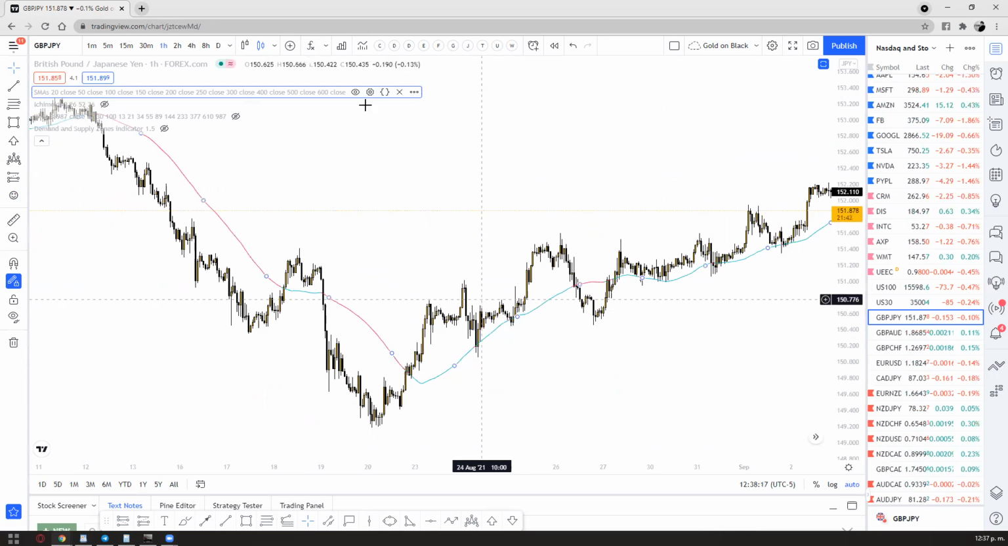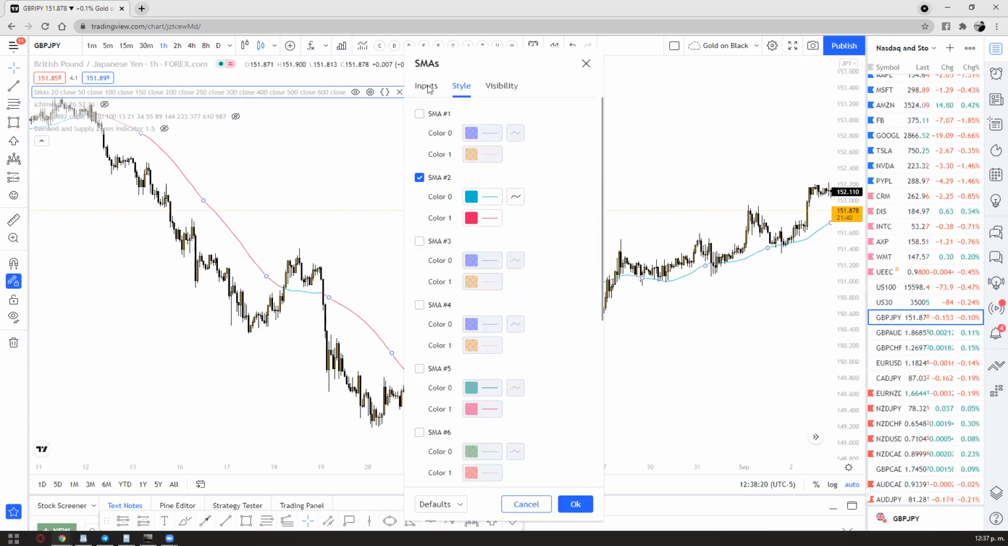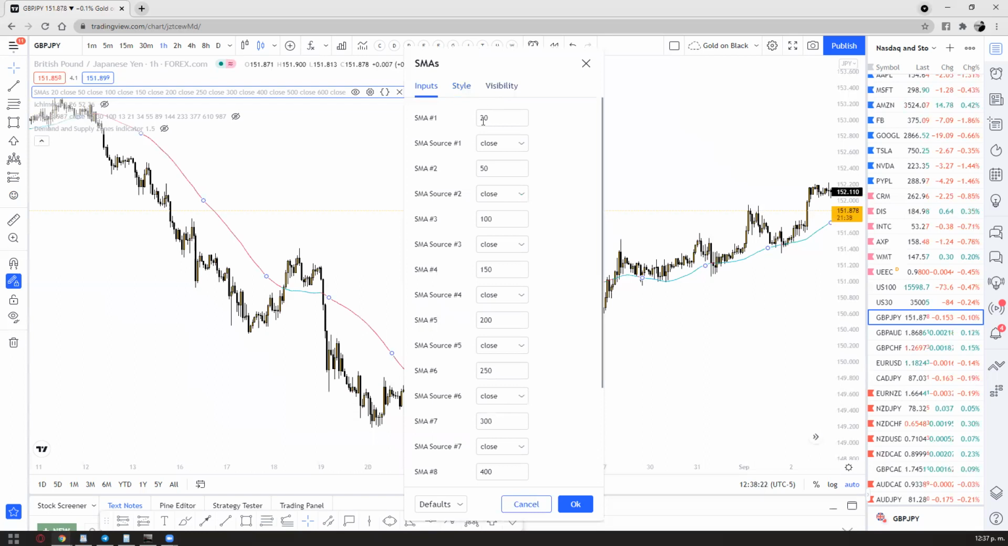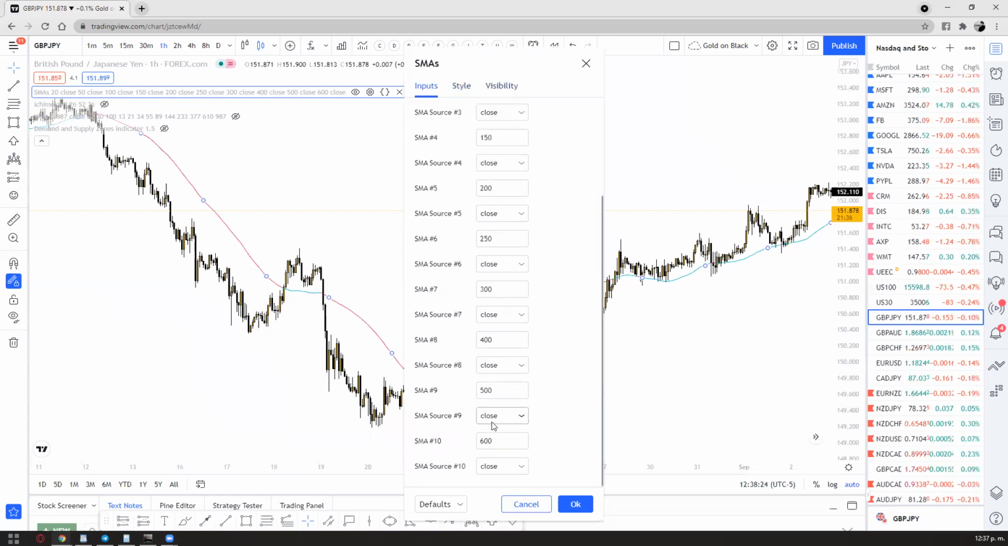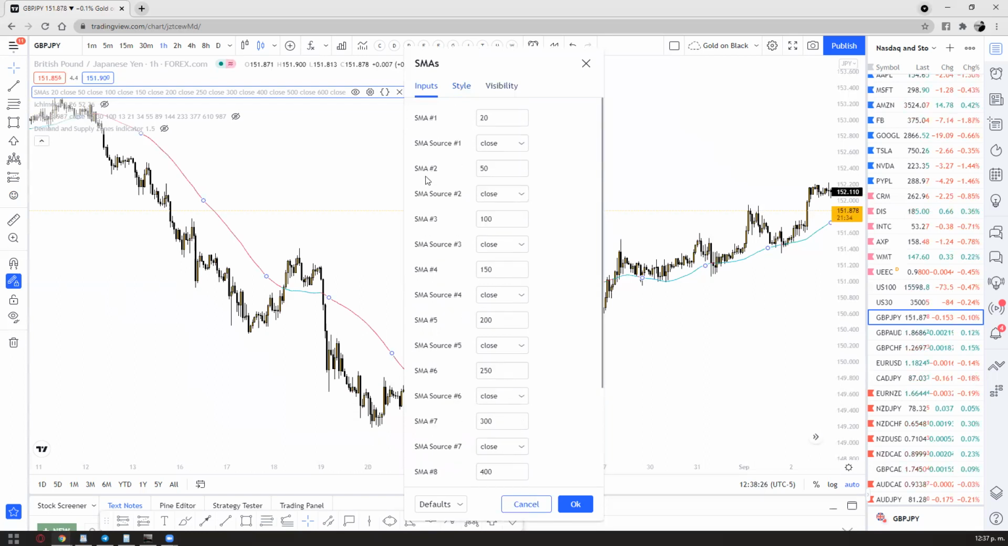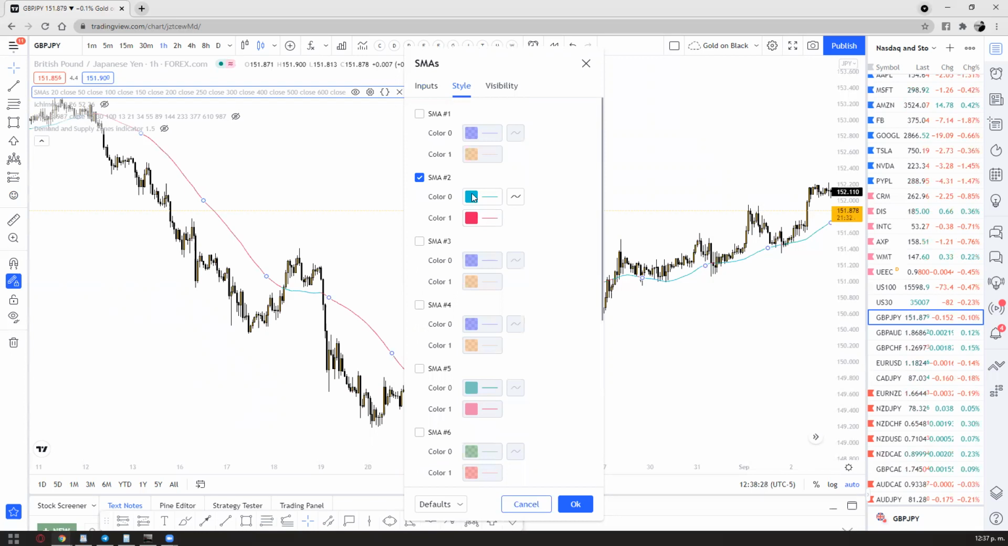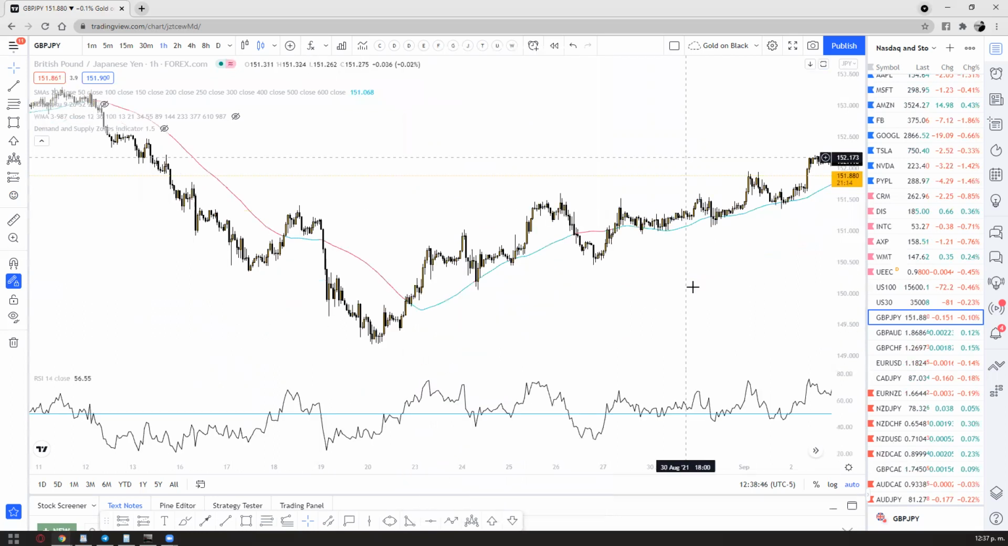Just double click on that and you see it comes with a bunch of options that you can put in there. So far, I'm just using the 50. You see it has two colors, so you can put green if you want, and red below. When the market is on top, the line turns blue or green, and when the market is below the line, it turns red. That's simple, right? The other indicator I use is the RSI.